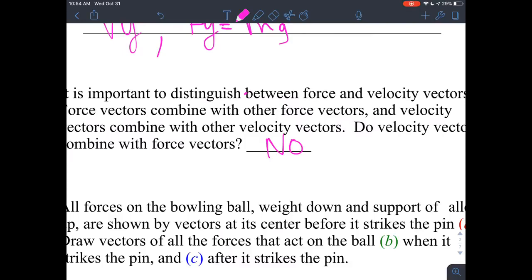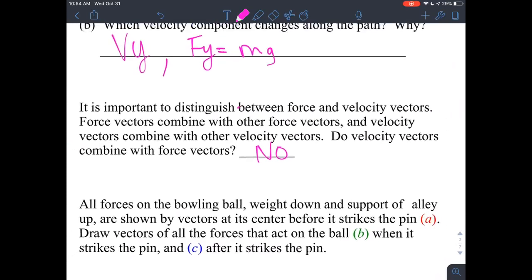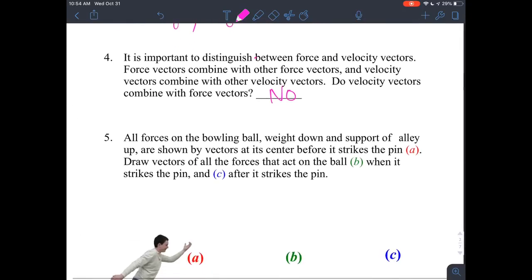Velocity and velocity go together. Acceleration and acceleration go together. Force and force go together. Displacement and displacement go together. But we can never just mix and match vectors of different measurements. Keep that in mind. So now let's get to number 5 here.